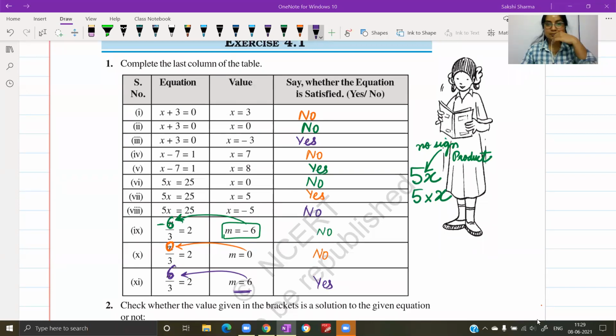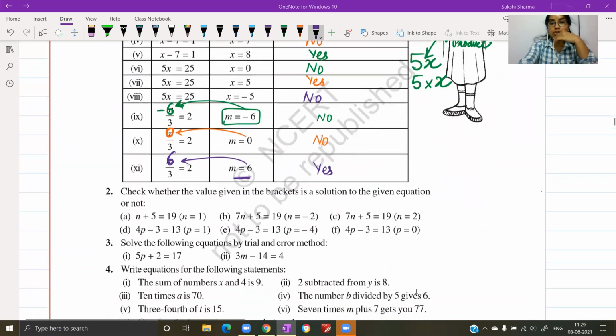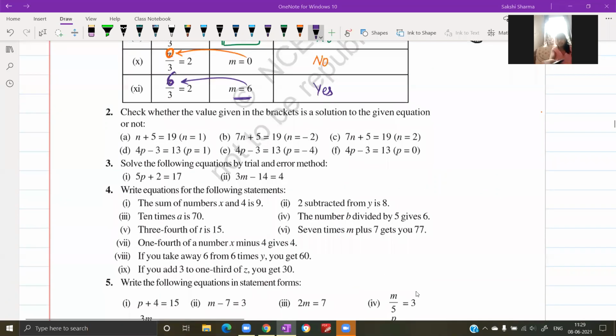Okay. Now let's continue. Question number 2 onwards. We are going to write in the notebook. Question number 2. Check whether the value given is a solution. Bracket में कुछ values दी हुई हैं. आपको उनके लिए check करना है कि answer.